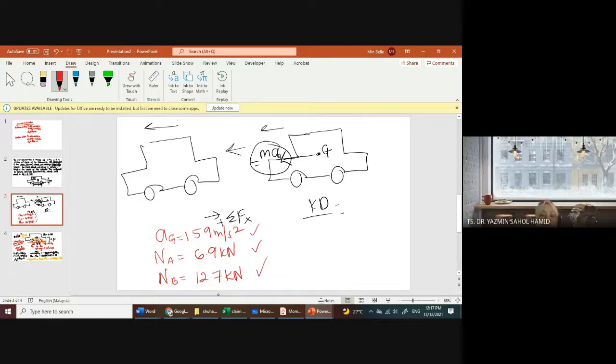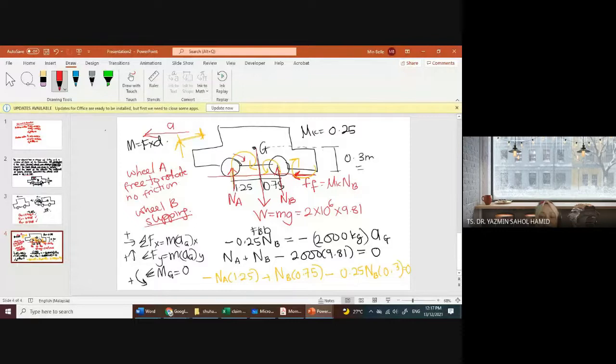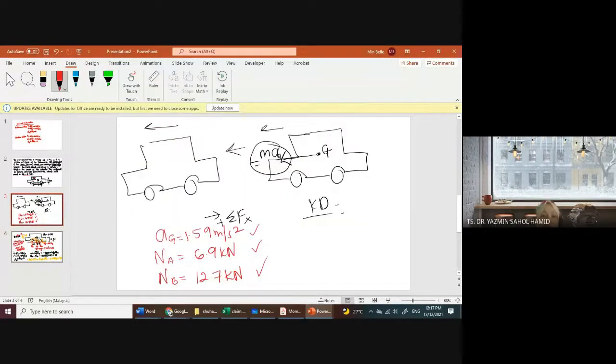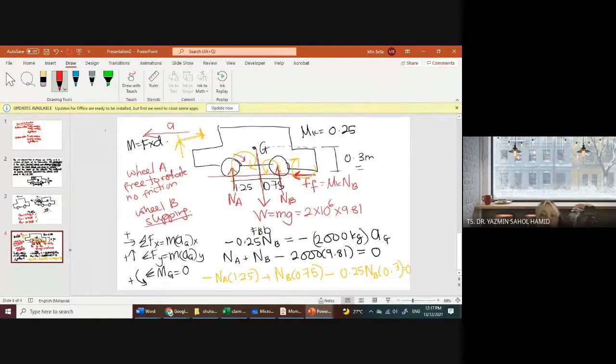Okay, so this is the answers. So basically tadi untuk jawab soalan ni you take moment dekat G kan. Sebenarnya ada second solution. Second solution tu you boleh buat, you take moment dekat point A. Kalau you nak take moment kat point A, dia lebih mudah lah. You akan dapat terus jawapan NB lah.